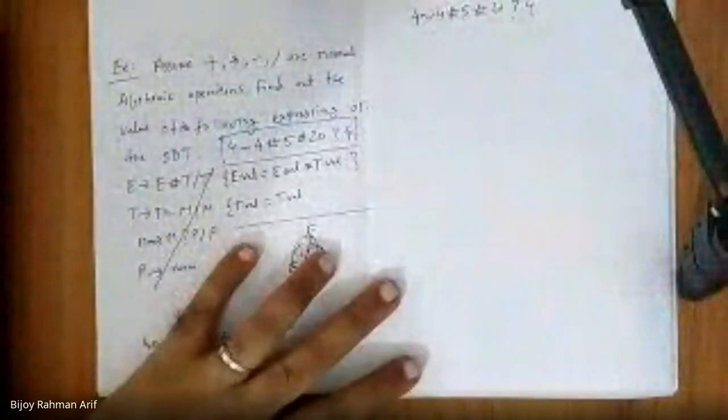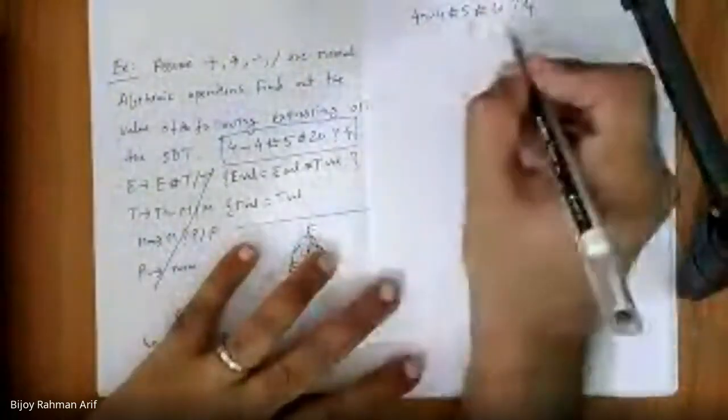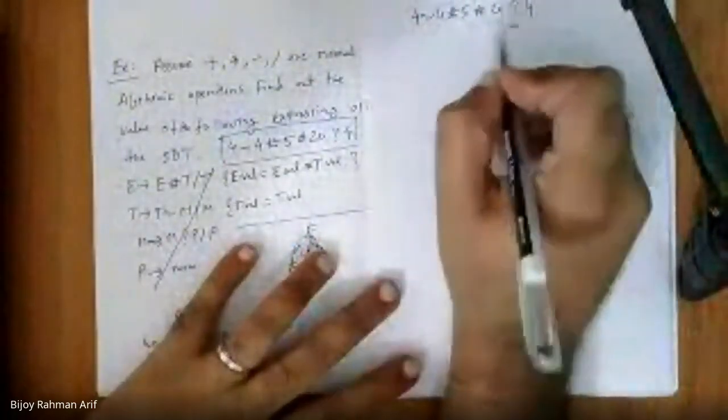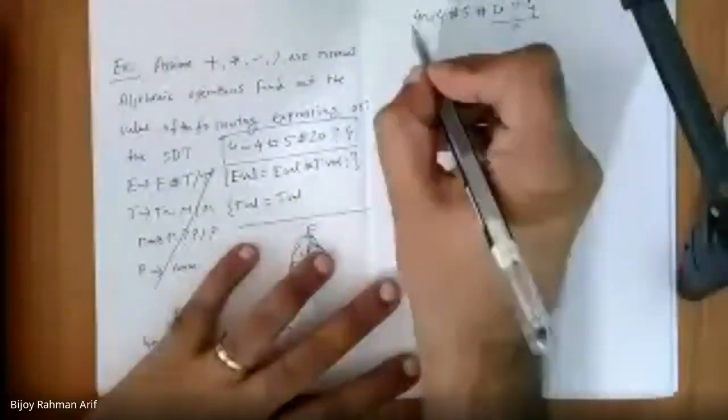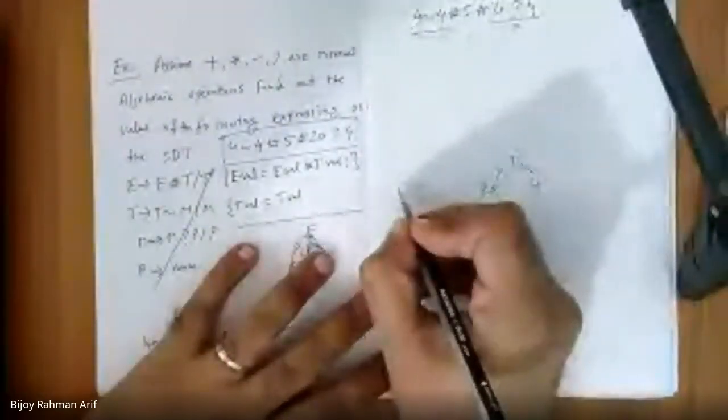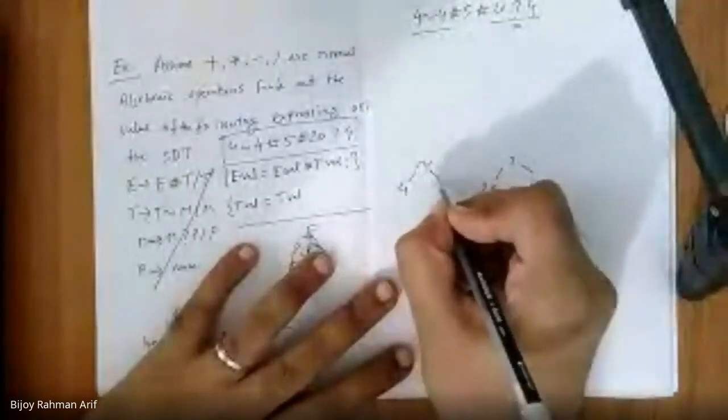The expression is like this: 4 wiggle 4 hash 5 hash 20 question mark 4. Drawing the parse tree for this one seems very difficult, but there is a trick. I have to at first do the highest precedence operator, which is nothing but question mark. So I'm going to do this one first, 20 question mark 4. After that, which one am I going to do? I'm going to do the next highest precedence one, which is nothing but wiggle. So 4 wiggle 4.